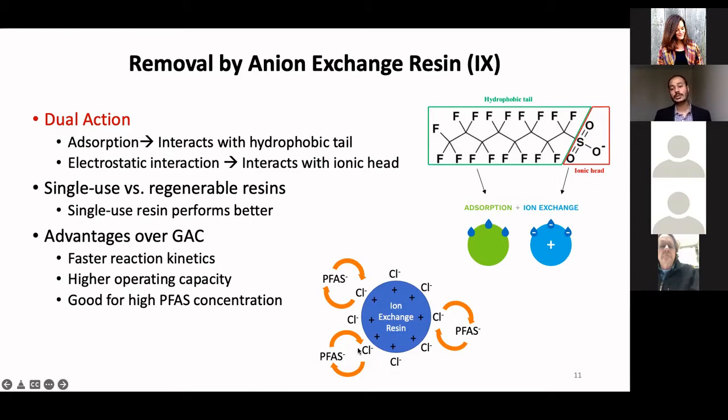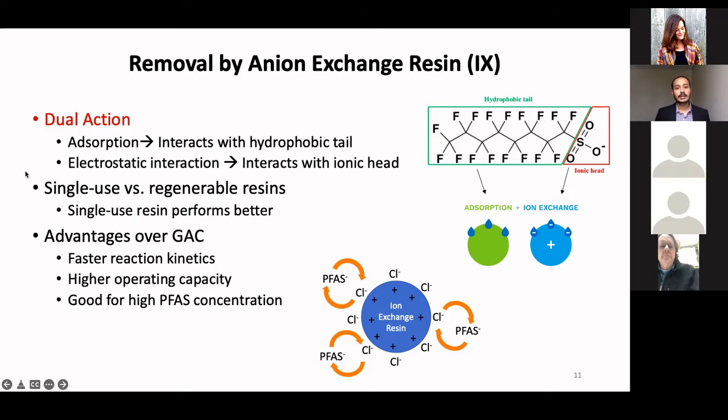The figure below here shows how the ion exchange resin works. Ion exchange, as the name suggests, means the PFAS molecule is exchanged with another anion that's present in the ion exchange resin. And in this example, chloride is the other anion that's released back into the water in exchange for PFAS adsorption. Ion exchange resin can be single-use versus regenerable resins. Single-use resins typically show better performance than regenerable resins, but they are used just one time until exhaustion, and after treatment, they are discarded, either incinerated or sent to landfills.